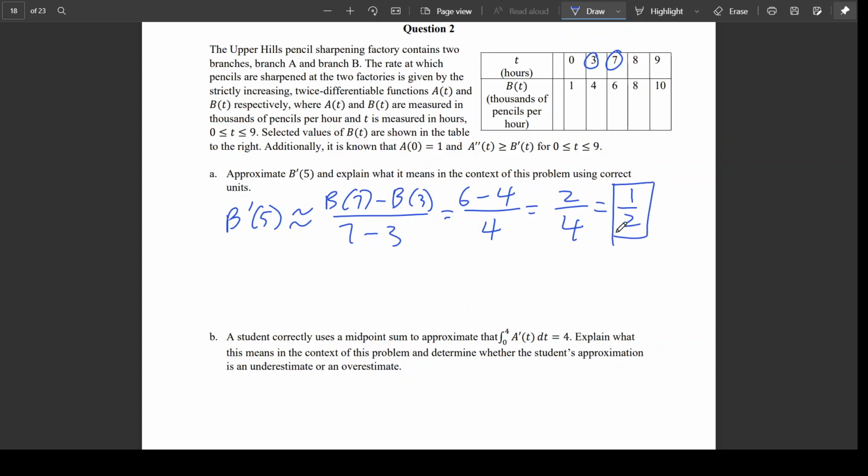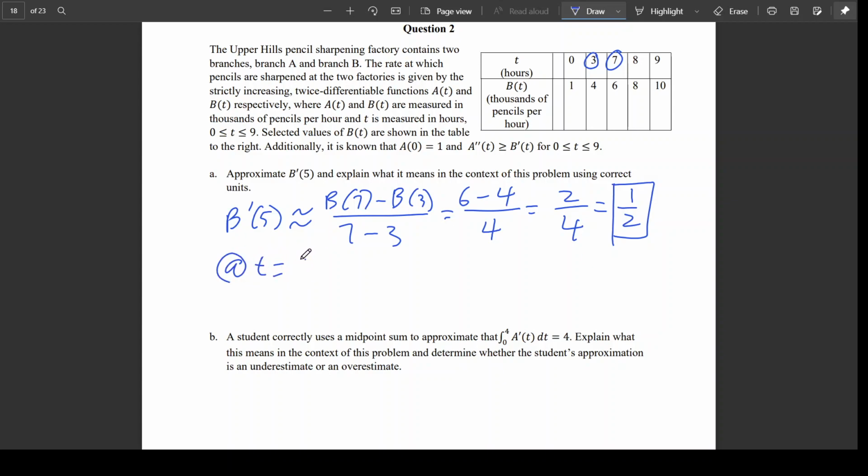Now I need to explain what this means in the context of this problem using the correct units. b of t tells us the rate at which pencils are being sharpened at the factory, so b prime of 5 tells us how quickly that's changing at time t equals 5. I'm not going to write it out for the sake of time, but actually, no, this isn't an AP video. I can write it out. This video isn't going to be an hour long, so we can write it out.